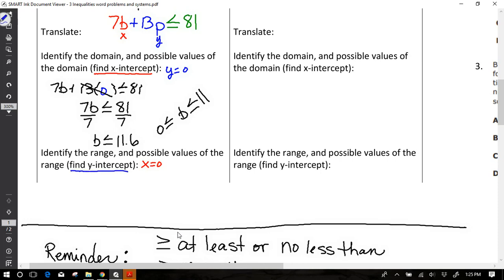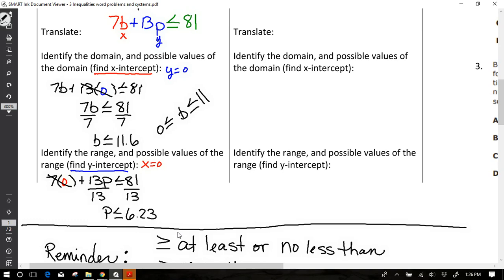I want to find the Y, so I keep the Y and make the other variable a 0. So I'm going to have 7 times 0 plus 13 pizzas is less than or equal to $81. And I'm going to plug in my 0 for my X. So if she does not buy any breadsticks, that would be 0. So I've got 13p is less than 81. Let's divide by 13. And so p is less than or equal to 6.23 when I type that into my calculator.